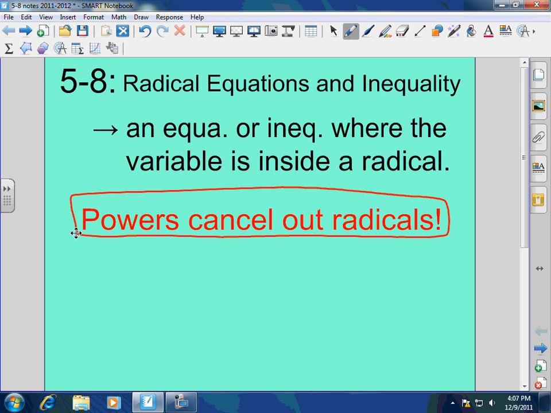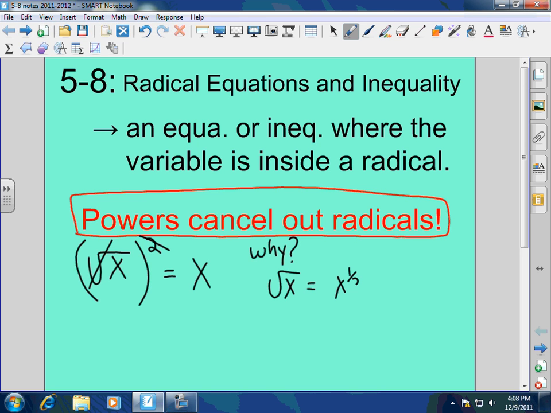Now you may be thinking, what are you talking about? Well, let's think about it this way. If I have the square root of x and I square both sides, am I not going to be left with just x alone? What happened here is the power of 2 canceled out the square root. Why? Well, let's talk about it. The square root of x equals x to the 1/2. If I square that, remember that when you raise a power to a power, you multiply the exponents. So this would be x to the 2/2, which equals x to the 1, which is simply x. So radicals are canceled out by powers.